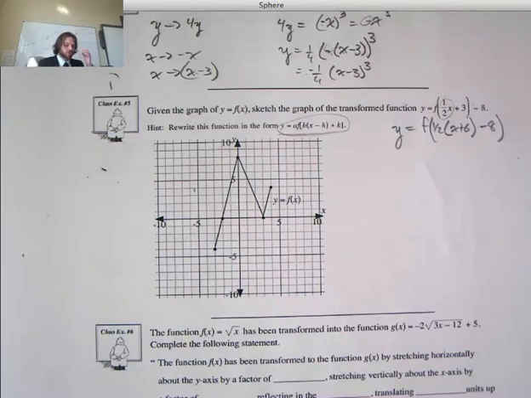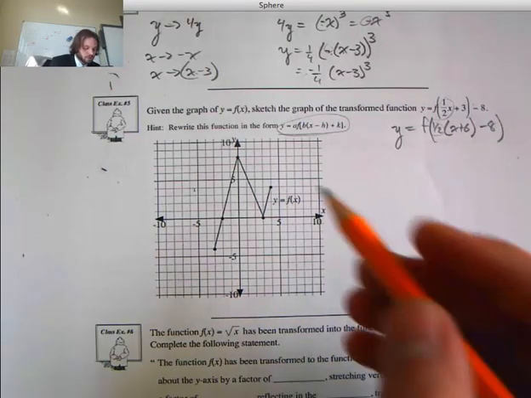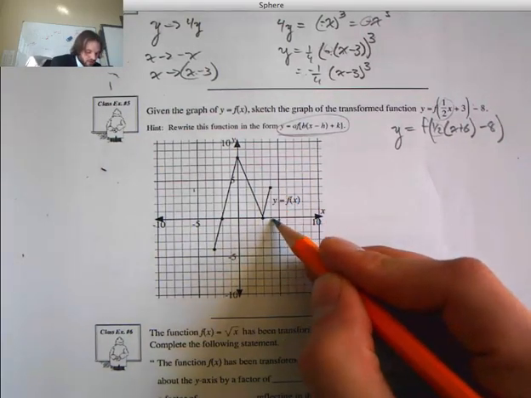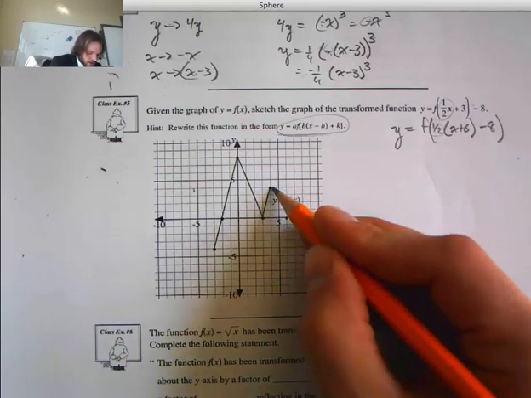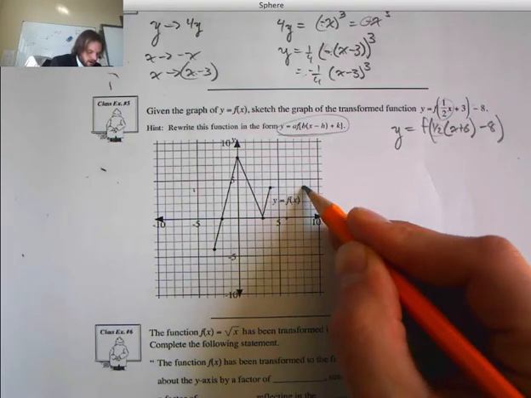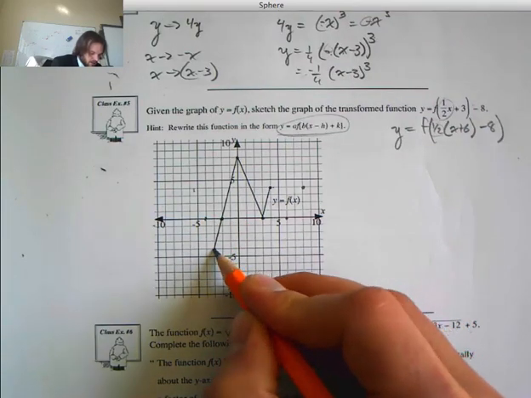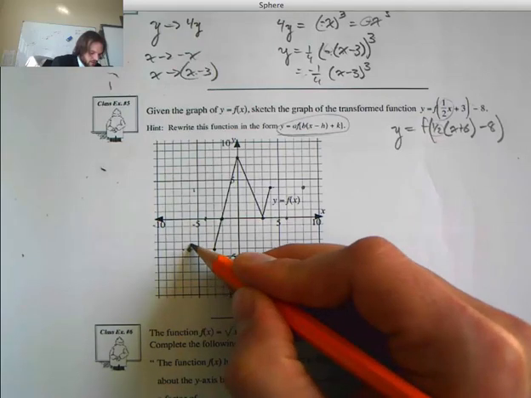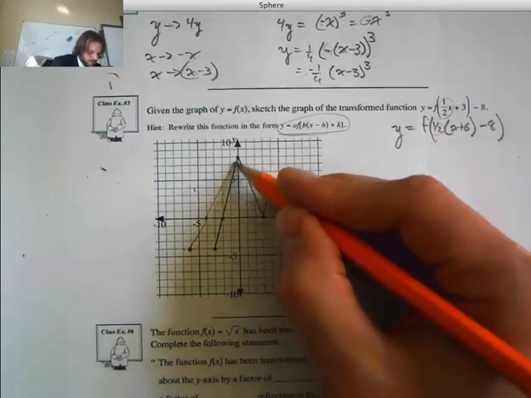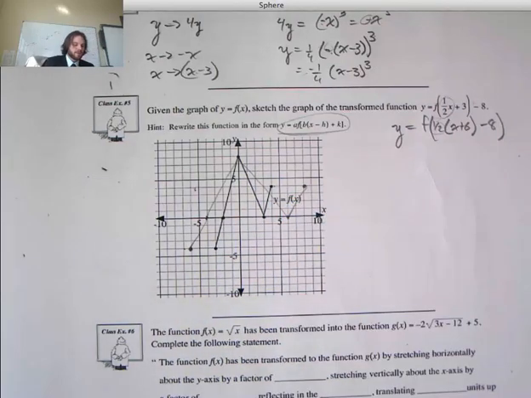Okay? So if I'm going to do this now, I know I have a horizontal stretch by a factor of 2. So everything's stretched horizontally by a factor of 2. So this is going to go over there. This here is going to go over there. This here is going to go here. This here is going to go here. Okay? So my new graph is going to look something like this.